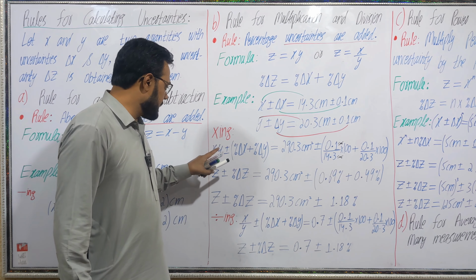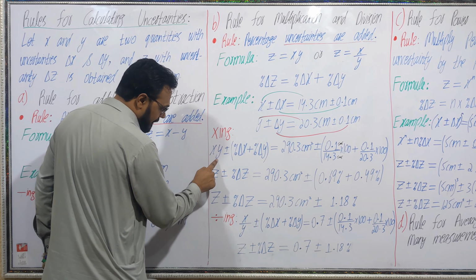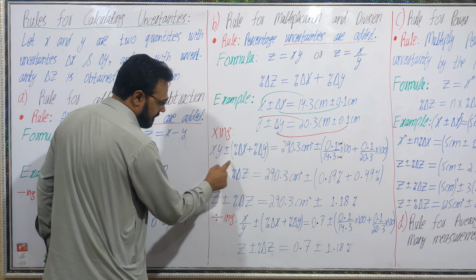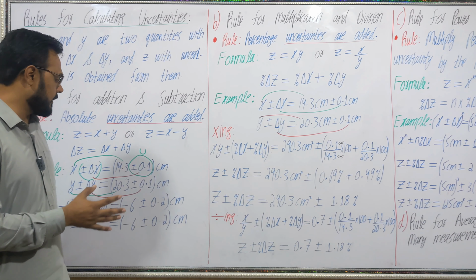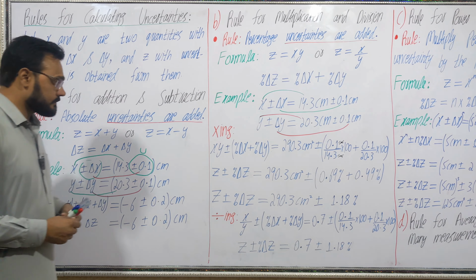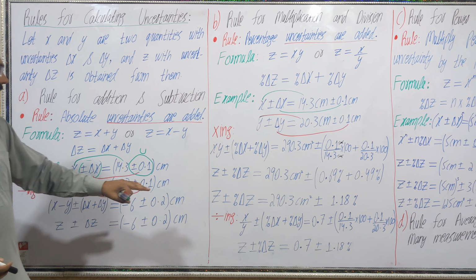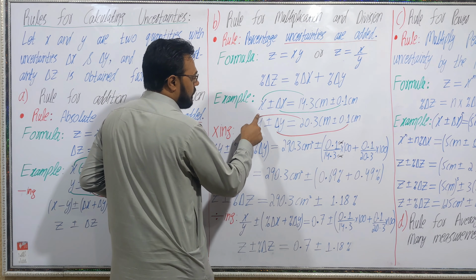Now dividing. Not multiplying x and y, but x divided by y, still uncertainties are added. In multiplication, uncertainties are added. In division, x divided by y, addition. So uncertainties are added in both multiplication and division. In addition and subtraction, absolute uncertainties are added, but here percentage uncertainties are added. The only difference.